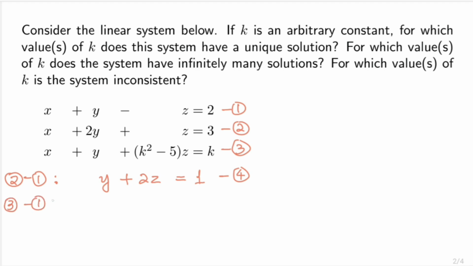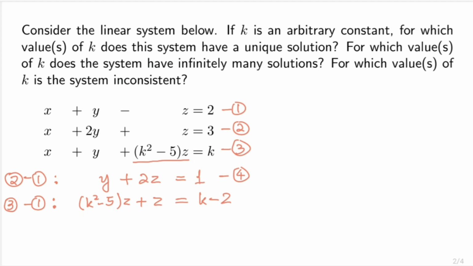So 3 minus 1, that gives us x minus x, 0, y minus y, also 0. Then we have this k squared minus 5 z minus z. So what does that give us? That gives us k squared minus 5 z minus z. So that becomes plus z. And then on the right side, we have k minus 2. So we can simplify this expression a little bit.